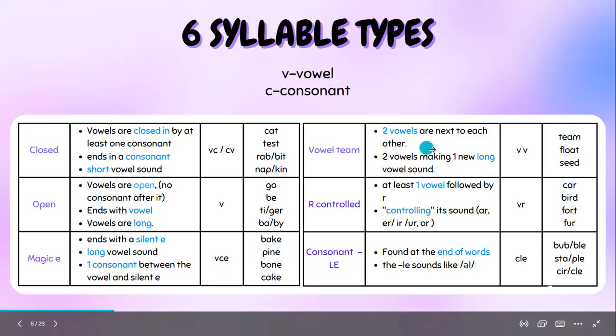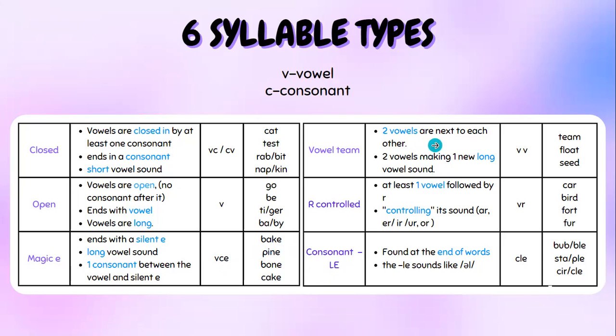Okay, next we have vowel teams. I actually talked about this earlier, and vowel teams are when two vowels are next to each other. For example, in the word team, the E and the A are next to each other. And because of that, as I told you before, the E tells us that we have a long E sound, and the A makes the E long.